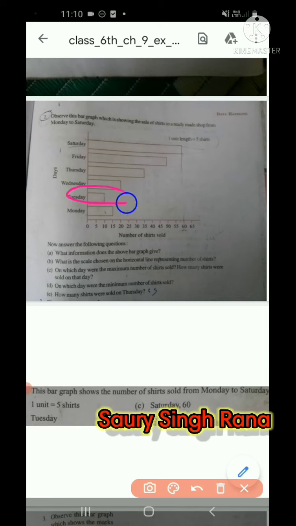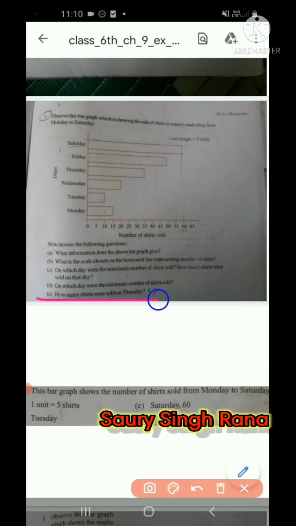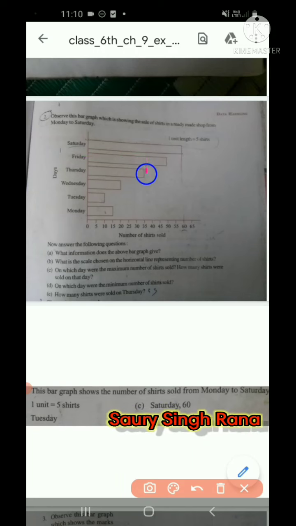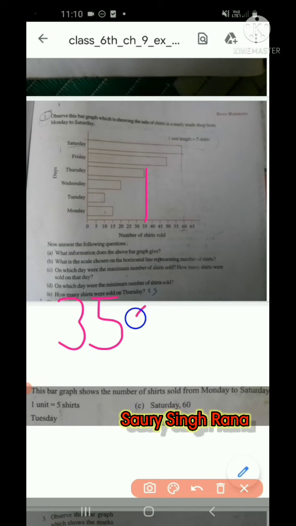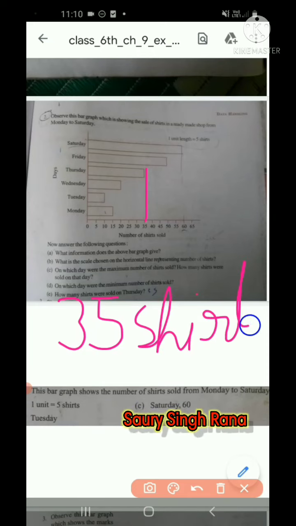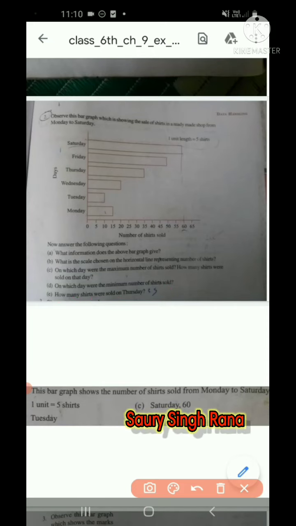Now D part says on which day were the minimum number of shirts sold. So let us observe from the bar graph. We can clearly see on Tuesday. So the answer is Tuesday. Now E and last part says how many shirts were sold on Thursday. So where is Thursday? Over here. So let us draw a line. We can clearly see that it joins 35. So 35 shirts is our answer. So this was question 2.